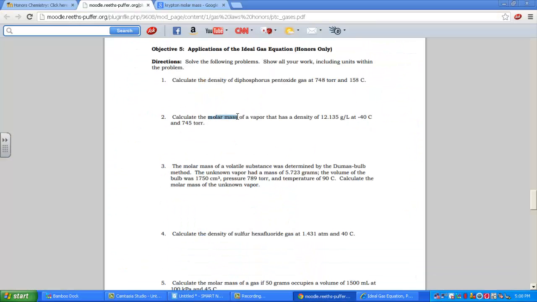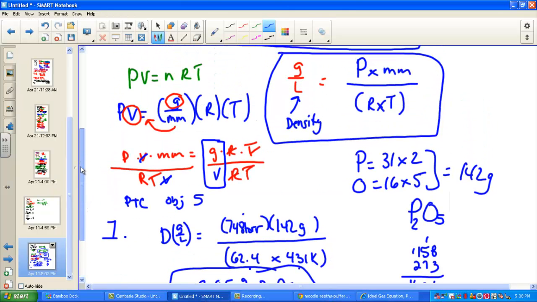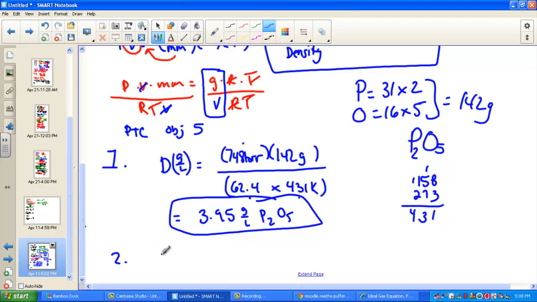Onward we go. Calculating a molar mass. Here's a density. Negative 40 is the temperature, and 745 torr is the pressure. We want to target the molar mass, so here's my formula, just off your formula page: g R T over P times V. Let's find that molar mass. Molar mass is grams times R times T over the product of P and V.